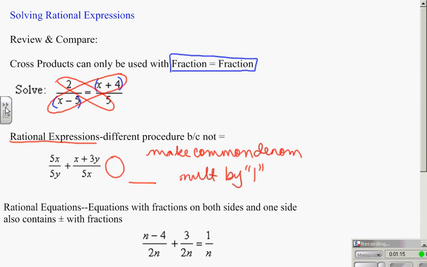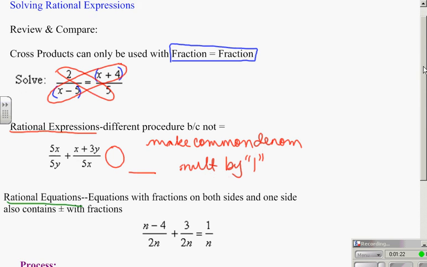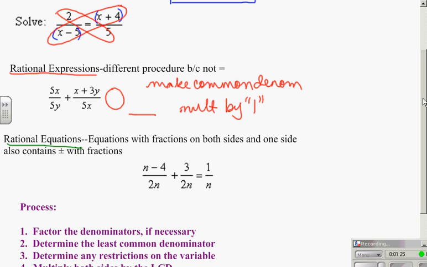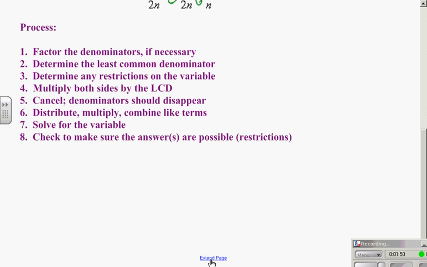Now, where we're going right now is this, rational equations. It's equations that have fractions on both sides, so they're going to look a little like our cross products, but there's this plus here. So we cannot cross multiply, and we need to solve it. We were missing the equal up here, but now we have it. So here we can actually solve for n. We can get a value for n. And this is a very clear-cut 8-step process.